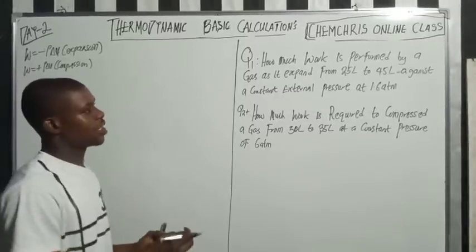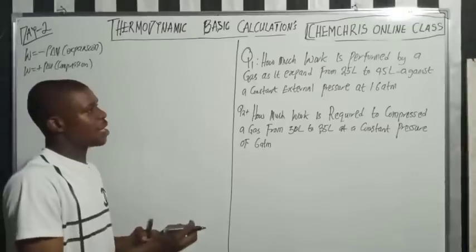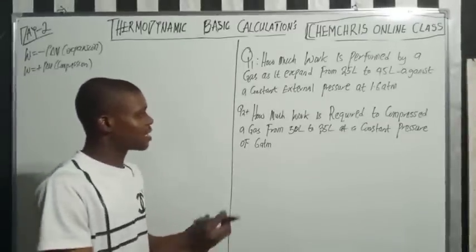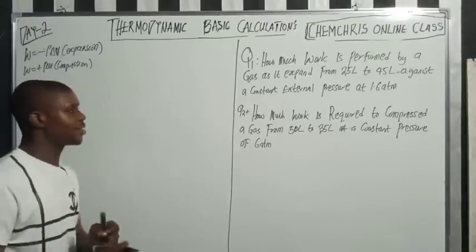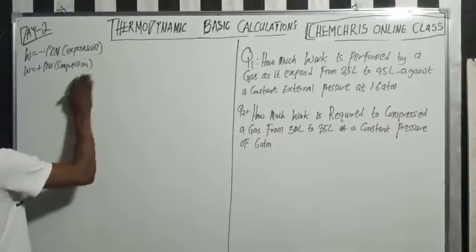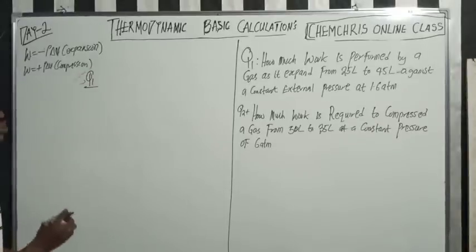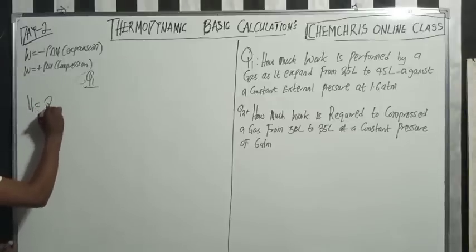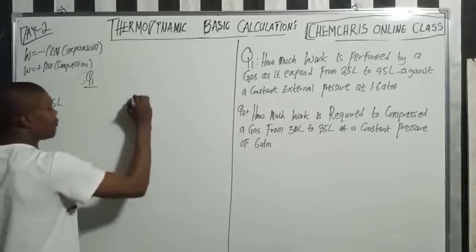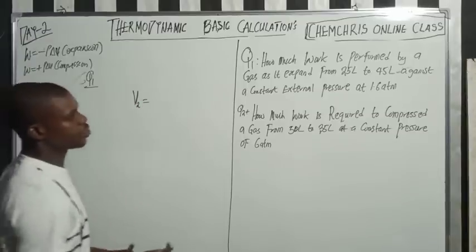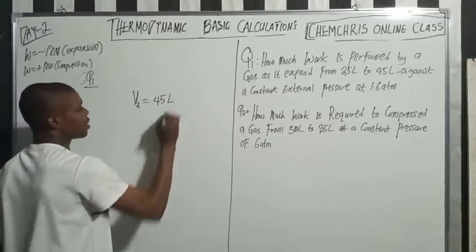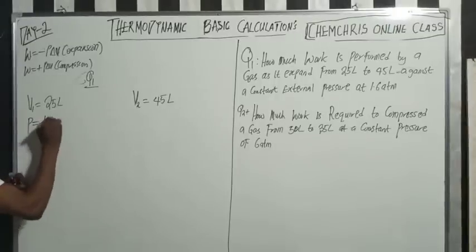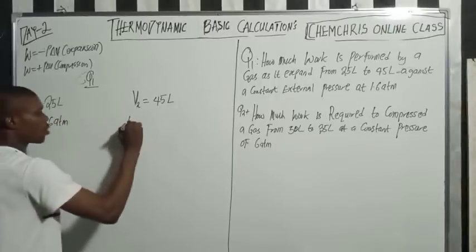How much work is performed by a gas as it expands from 25 liters to 45 liters against a constant external pressure of 1.6 atm? Solution. Look at question one. If you check it very well, my V1 is 25 liters, my V2 is 45 liters, and I also have my pressure, which is 1.6 atm.